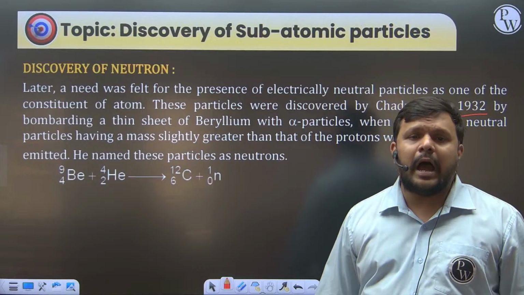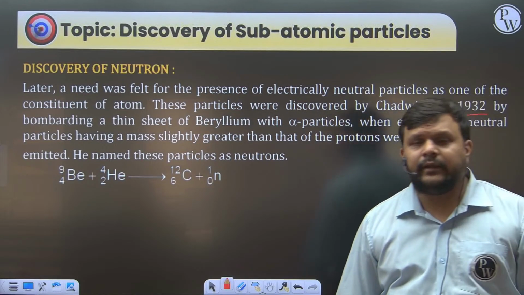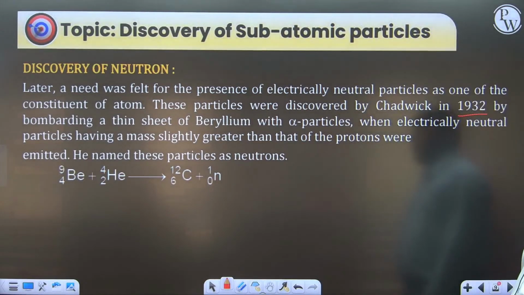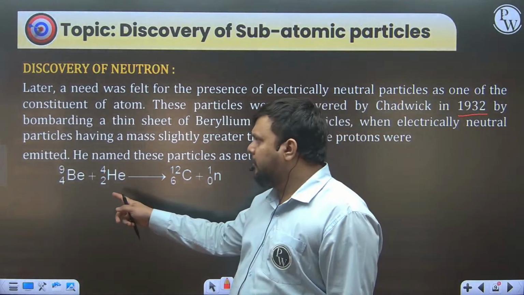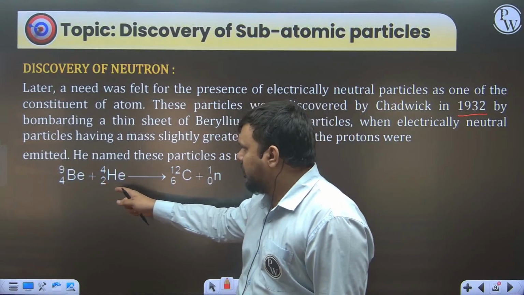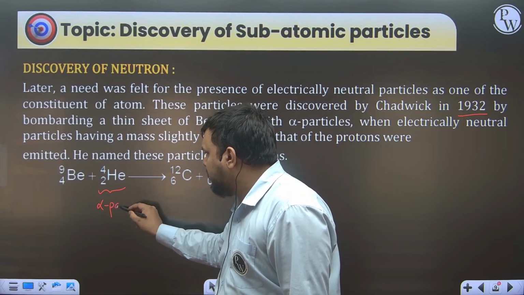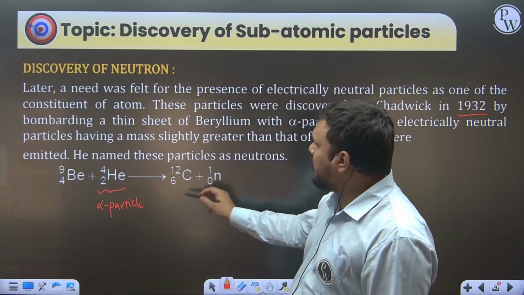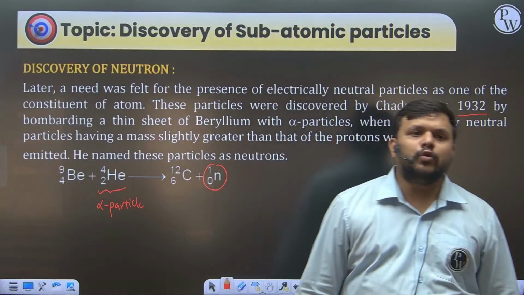But by very hard work, a scientist called James Chadwick discovered the neutron. He carried out a nuclear reaction over here. You can see beryllium Be-9 was bombarded with an alpha particle. This is nothing but an alpha particle. And you can see over here we are having a nuclear reaction. We got carbon-12 and a particle called neutron.